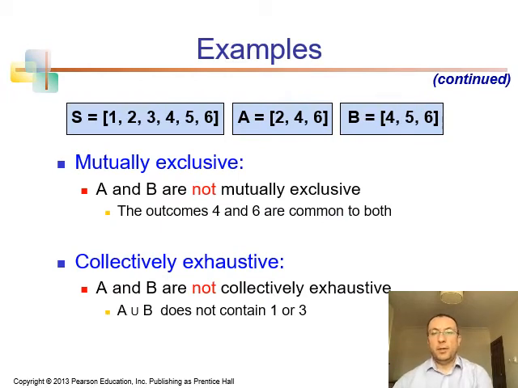So let's look at some applications. Now, are A and B mutually exclusive? No. Why? Because they have something in common. They are not mutually exclusive because they have some numbers that are common to both, like 4 and 6. Now, are they collectively exhaustive? No, they are not, because we have some numbers here, like 1 and 3, and the union doesn't contain this number. Therefore, A union B are not collectively exhaustive.